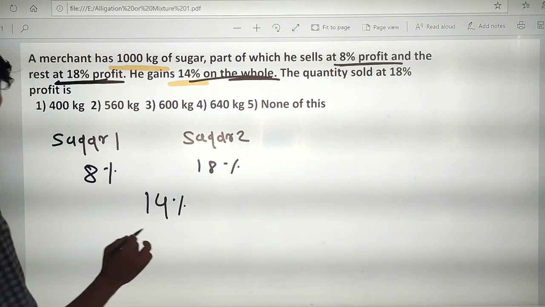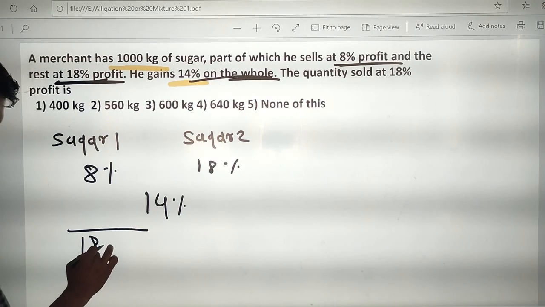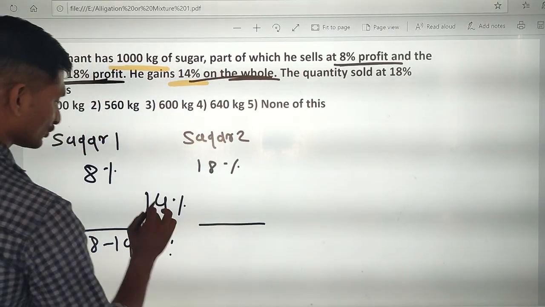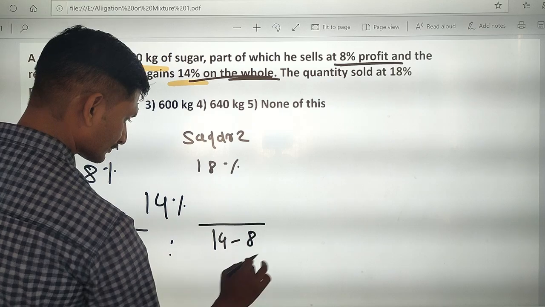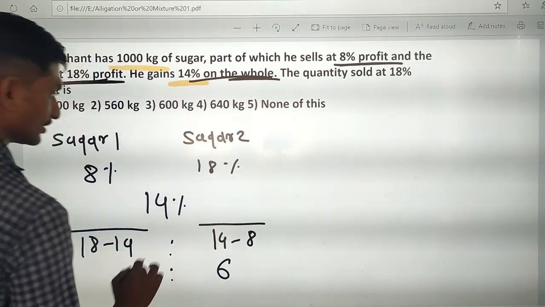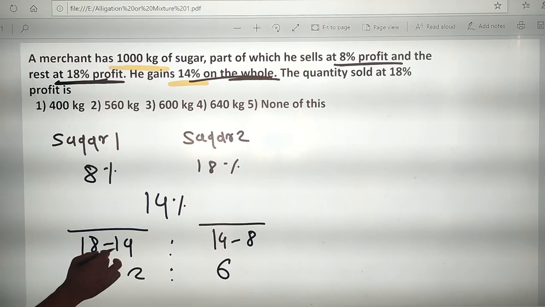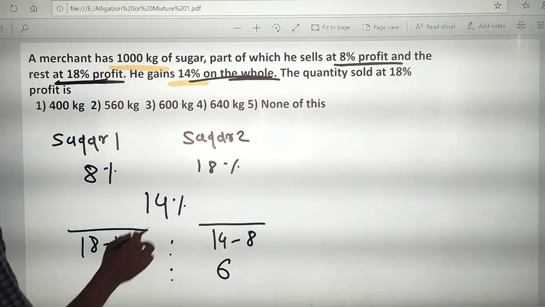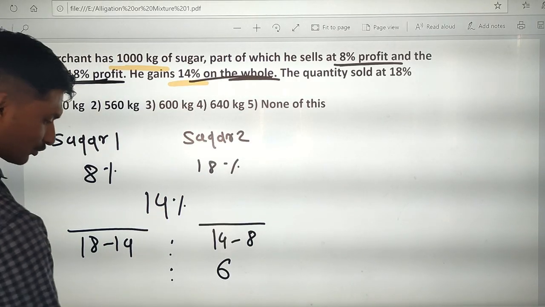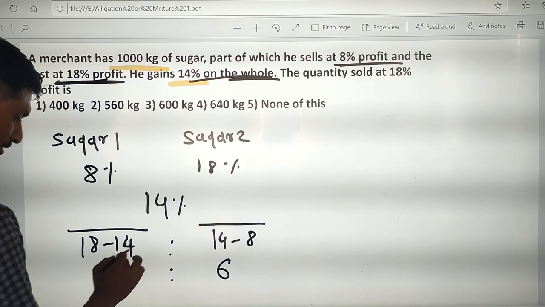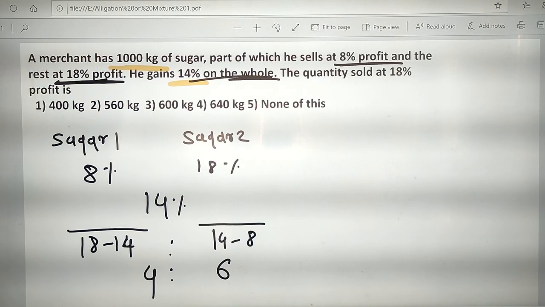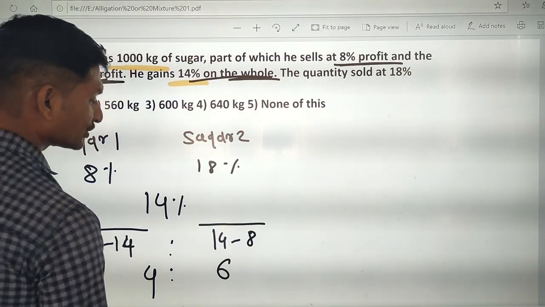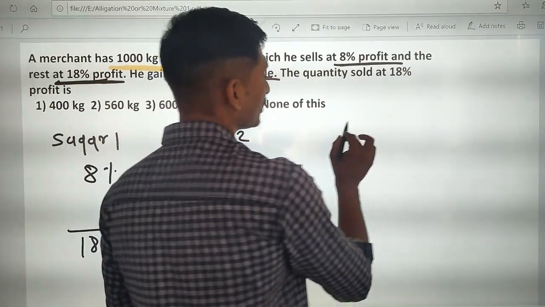Now we write the subtraction of these two. 18 minus 14 is 4, and 14 minus 8 is 6. Then the ratio is 4:6.